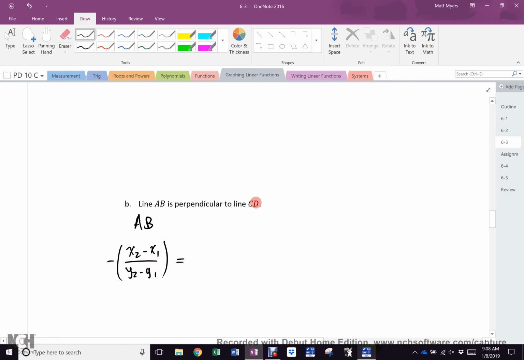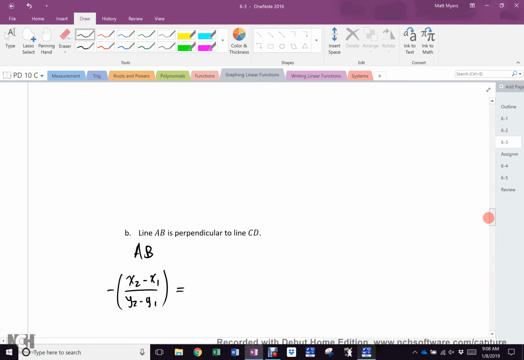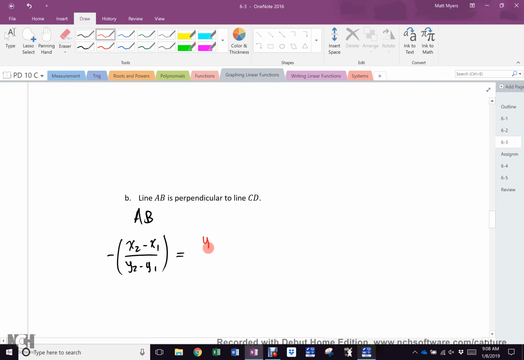Would I change CD? No, because CD was what we didn't know, right? So CD we would leave the same. And I can't remember what color I wrote CD in, red. CD would stay the same. Does everybody understand why?